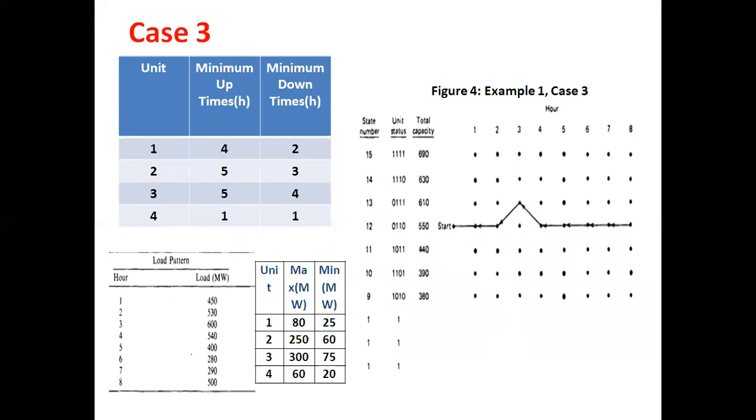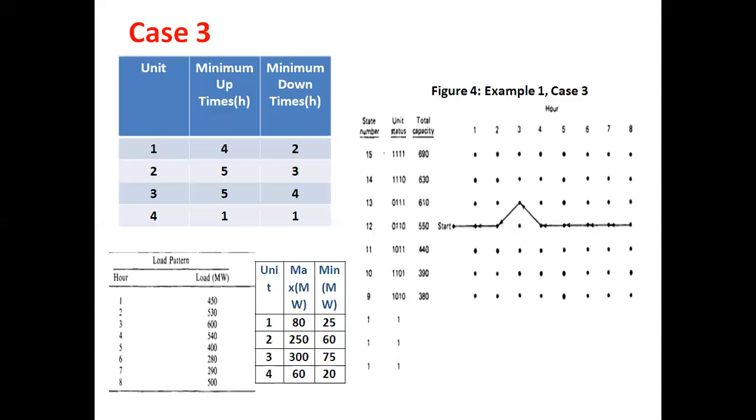So this is the load pattern. Units 1, 2, 3, 4 have maximum and minimum demands. The maximum for unit 1 is 80, unit 2 250, unit 3 300, and unit 4 is 60. The minimum for unit 1 is 25, unit 2 is 60, unit 3 is 75, unit 4 is 20. That is given in the table.